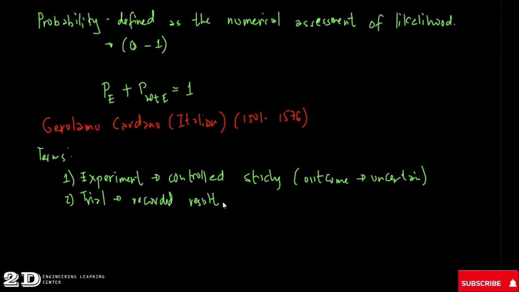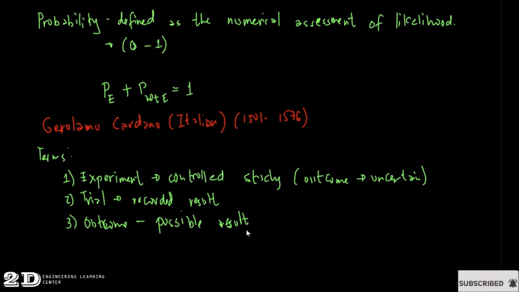Then outcome is one of the possible results. So the next term is outcome. This is the possible result. The outcome will depend on the experiment itself. Tossing a coin will have 2 outcomes. Tossing a die will have 6 outcomes. If a person will pick a color of a rainbow, that is 7 colors, because a rainbow has 7 colors. So it will depend on the experiment.